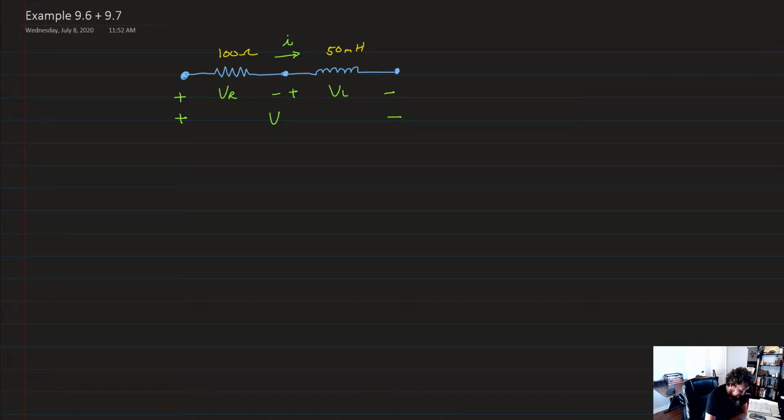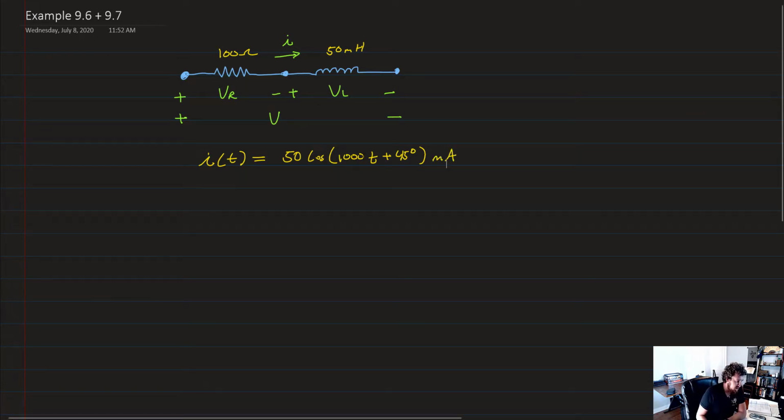So the one last bit of information we're given is actually the value of the current. We're given it as a steady state sinusoidal current, 50 times the cosine of 1000 t plus 45 degrees. And that's in milliamps. And we'll just kind of go down the laundry list of things that it wants us to solve for. Part A asks what is the impedance of R.